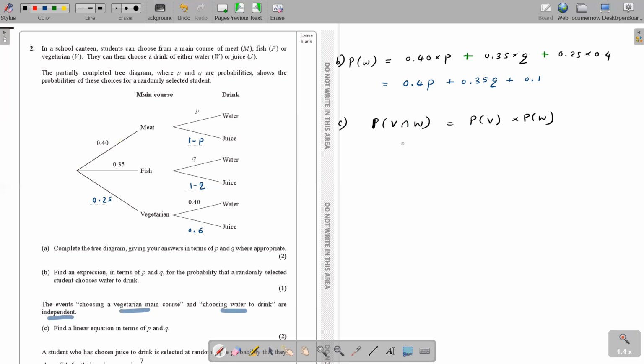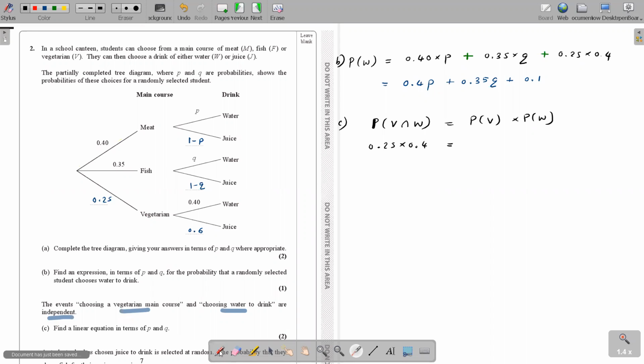So they are asking you to get a linear equation in terms of P and Q. V and W, do we have a path in the tree diagram? Check where you have vegetarian and water. The third one, vegetarian and water. Do you see such a path? What's the probability of that path? 0.25 into 0.4, right? That is being vegetarian and taking water. Next, equal to the probability of vegetarian. Children, what's the probability that you are choosing vegetarian?